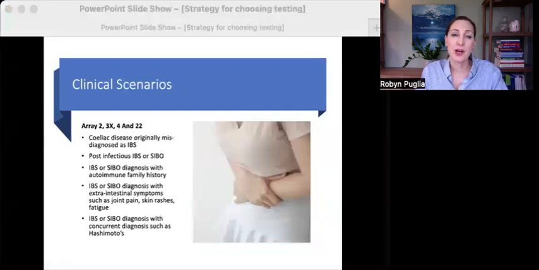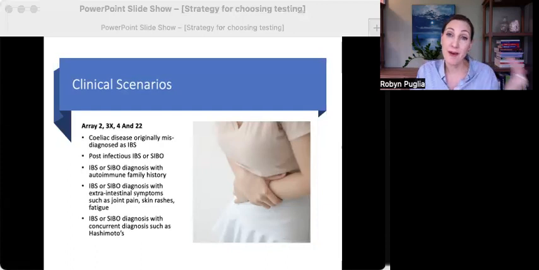Okay, so the next clinical scenario adds array 22 to the 3 panels that I discussed in the last clinical scenario. And this panel investigates celiac disease that was originally misdiagnosed as IBS, post-infectious IBS or post-infectious SIBO, where IBS or SIBO has been initiated by an obvious gastrointestinal infection or food poisoning. Where there is an IBS or SIBO diagnosis with an autoimmune family history.